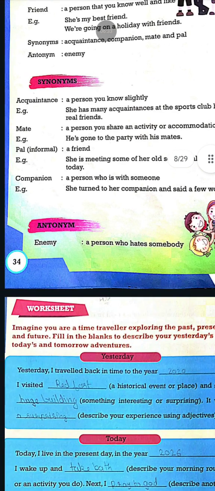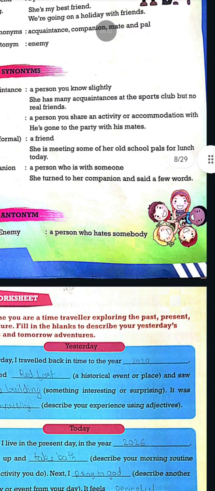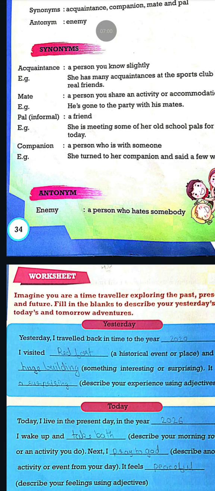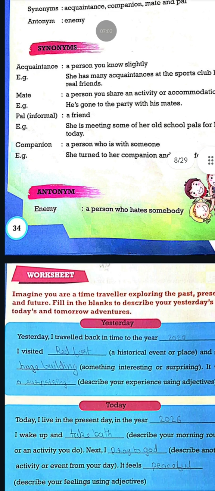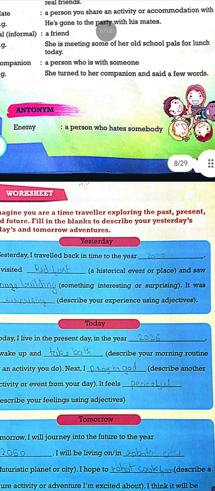Simple. Pal is usually more used in informal English. So if you're writing formal letters, you do not write my pal, you write my friend or my companion. Companion is usually used for couples and all that, but you don't need to know that. So let's see an example. She is meeting some of her old pals for lunch today. Companion, a person who someone is with. She has turned to her companions and said a few words. Companion is basically a relationship between two people.